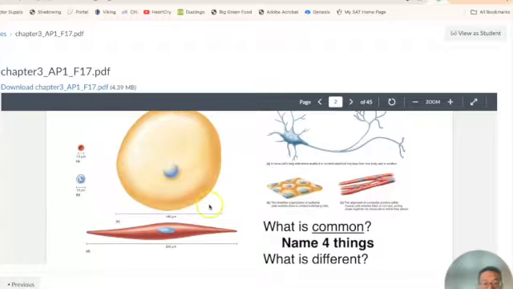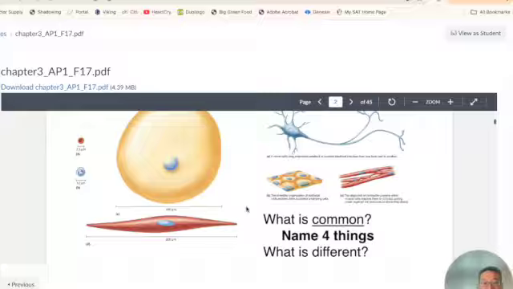So some cells are round, flat. This is a nerve cell, muscle cell, skin cells. They all have very similar characteristics, even though they have different shapes. So again, shape just dictates its function.